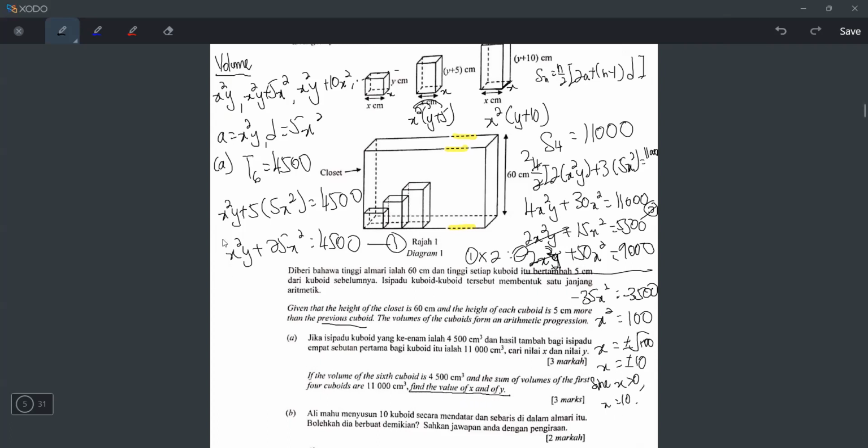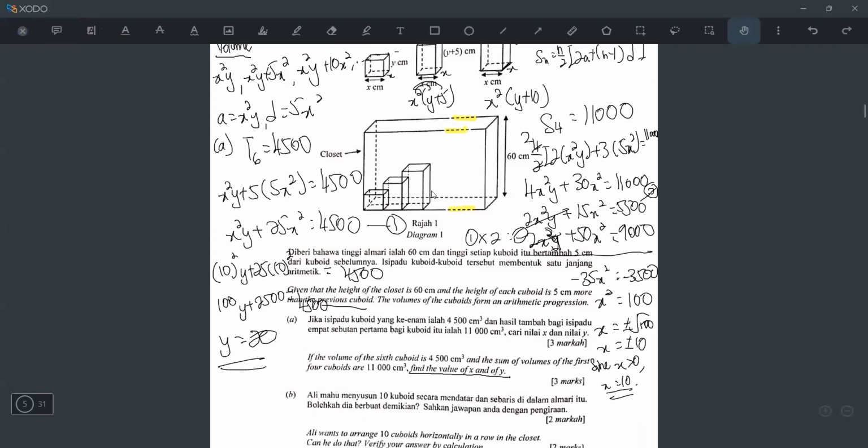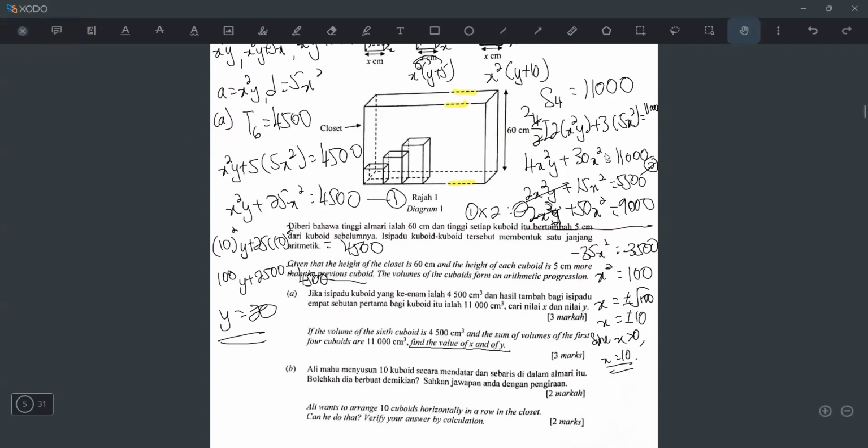So how? I can substitute back. So x squared y plus 25x squared equals 4,500. And the x I already know is 10. It's 10 here, so it becomes 100y plus 25 times 10 squared, which is 2,500, equals 4,500. If I want to find y, I just press 4,500 minus 2,500 equals, and then divide by 100. So I get 20. All right, so this is your answer and this is also your answer. So this is how you get 3 marks. Okay, 3 marks for all this.